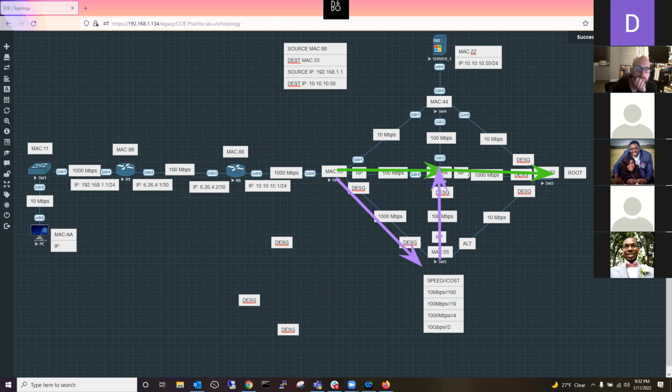From here, we can take the right path by going directly to switch 2. It has a cost of only 4, as opposed to taking the long route that would add a cost of 119. Perfect. We're not going to do gigabit 0/1 yet because we need to go ahead and converge switch 4.